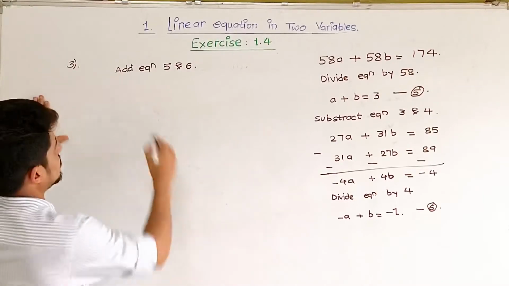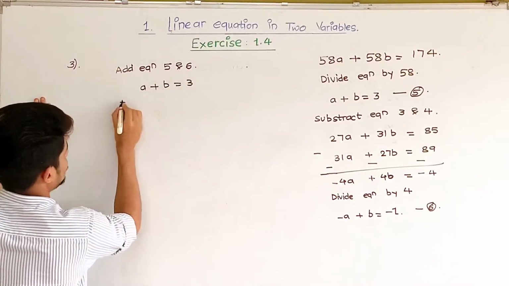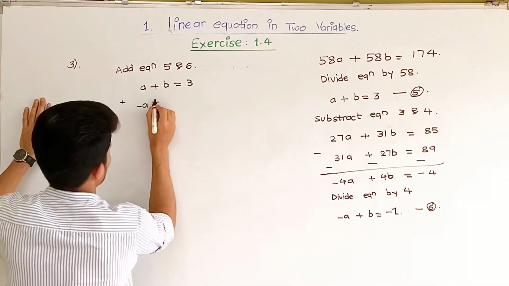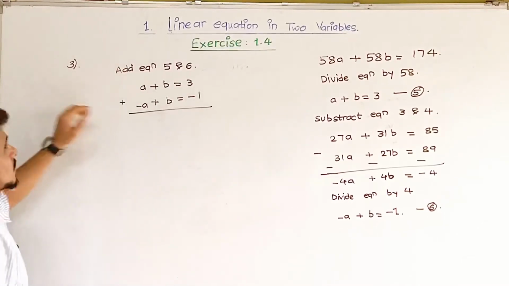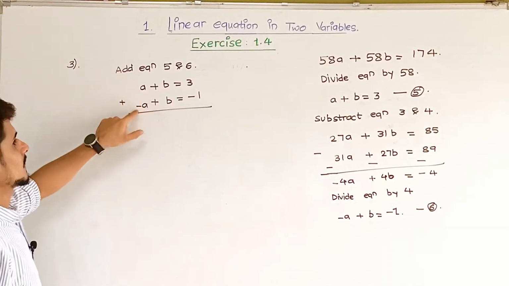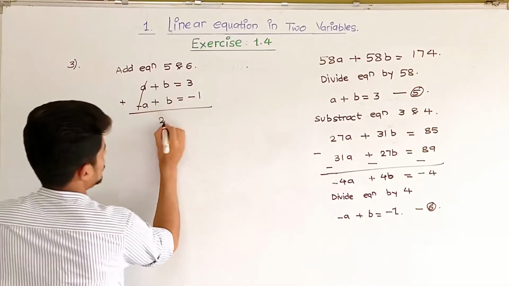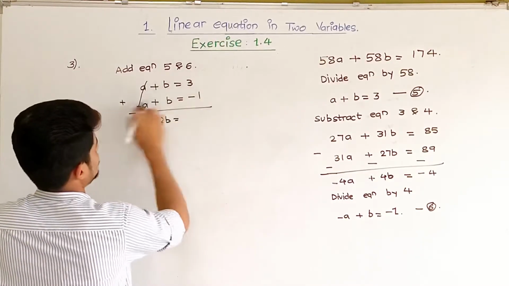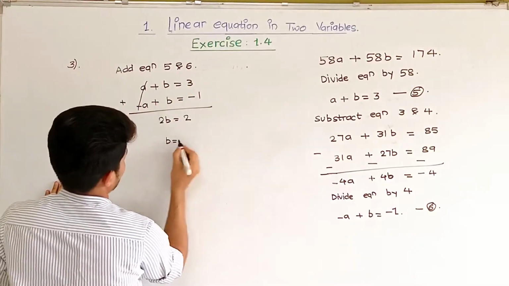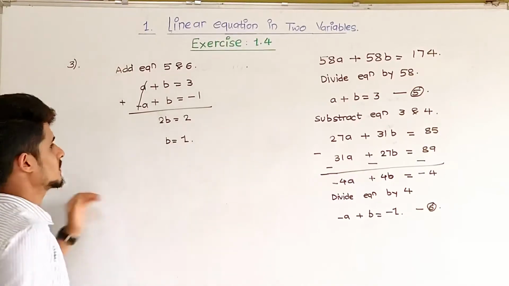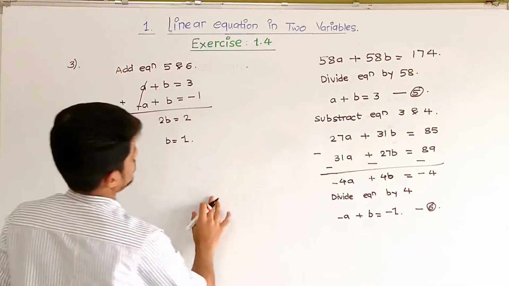Add equations 5 and 6. a plus b is equals to 3, plus minus a plus b is equals to minus 1. a plus minus a, a is eliminated. b plus b is 2b. 3 plus minus 1, 3 minus 1 is 2. So 2b is equals to 2, b is equals to 1. 2 by 2 is 1. Similarly, we'll find the value of a by substituting.